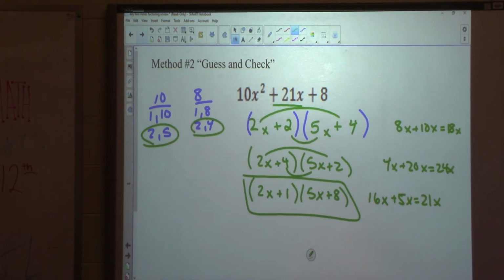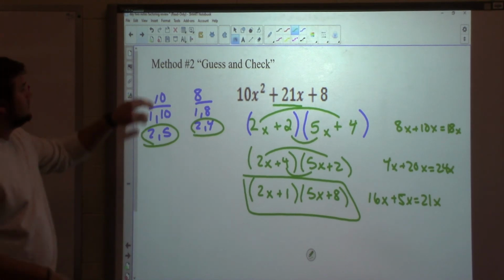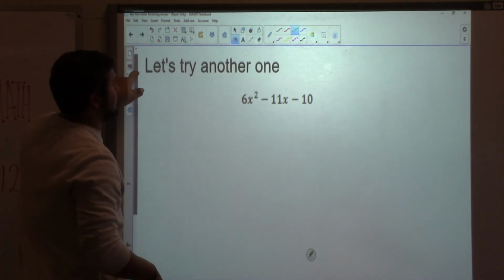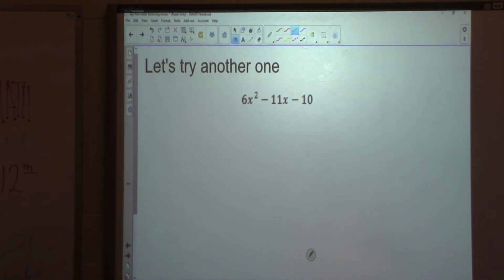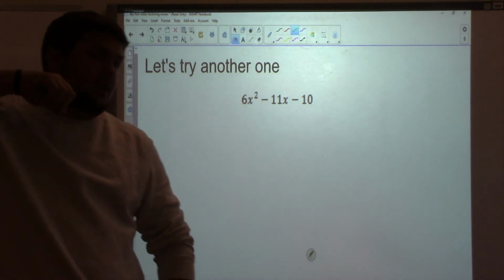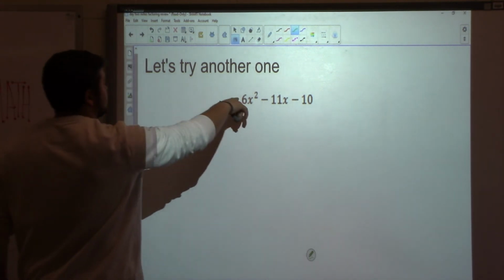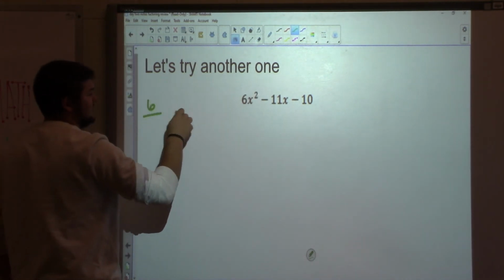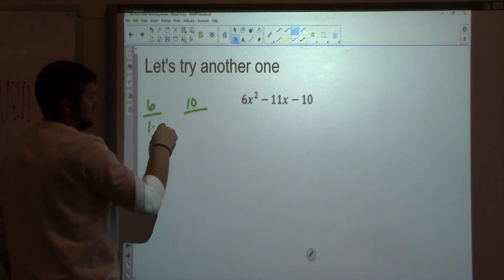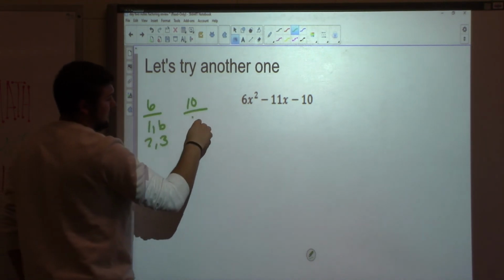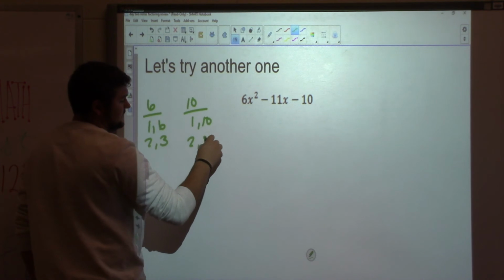Let's try another. 6x squared minus 11x minus 10. First and foremost, is there a GCF I can take out? No. So I'm looking for factors of 6, factors of negative 10. Or just 10, right? 1 and 6, 2 and 3, 1 and 10, 2 and 5.